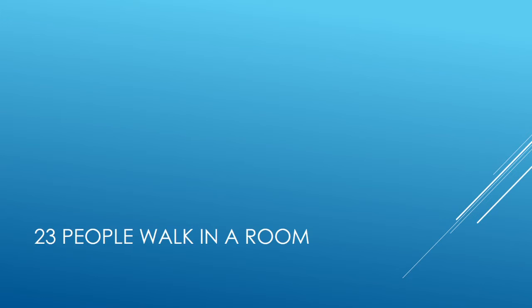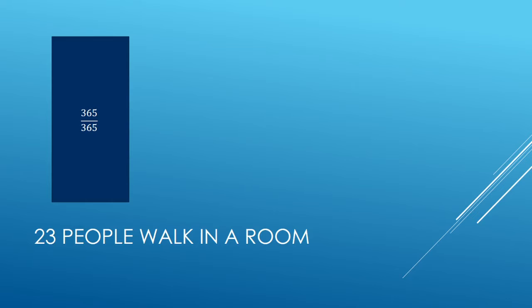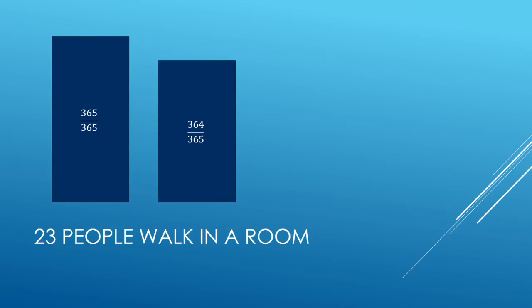Okay, what happens when there's 23 people walking in a room? Well, how many ways can the first person choose his birthday? Well, there's 365 days in a year, so he can pick any day he wants. So it's going to be 365 over 365. The next person chooses a birthday. Since one day is chosen, he has 364 days remaining. So there's going to be 364 days out of the total 365.